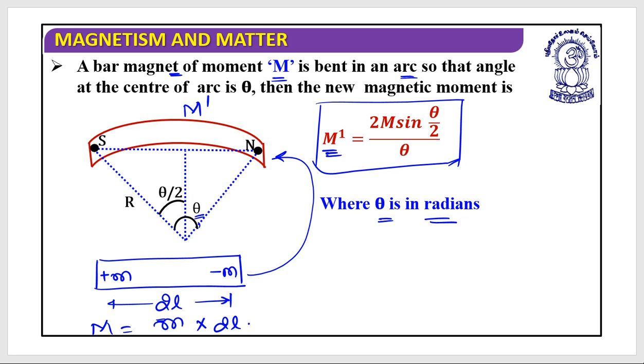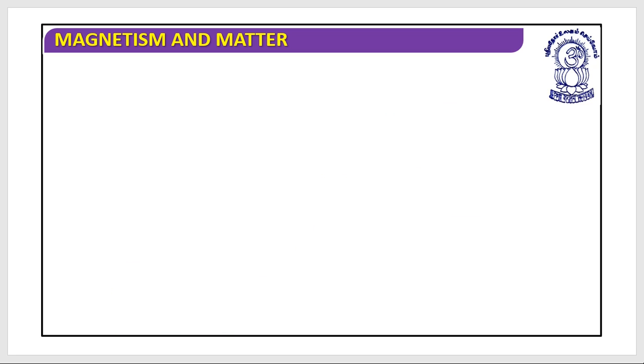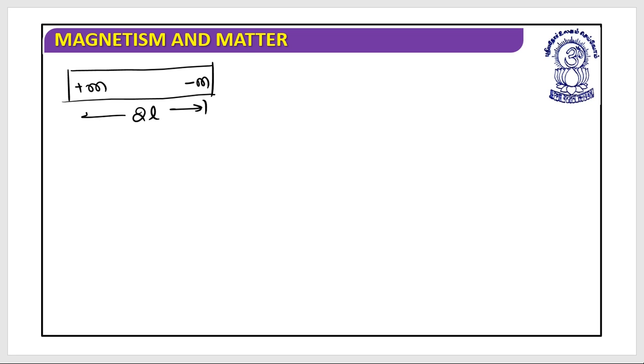Great. So let's have some practice of this. The situation is something like this. This is plus m, minus m. This is 2l. So this is plus m, this is minus m, and this is 2l. And the magnetic dipole moment is from negative to positive, so it would be in this direction.